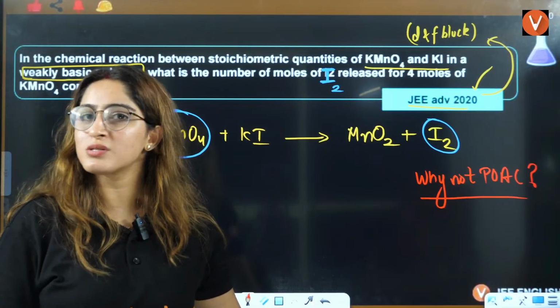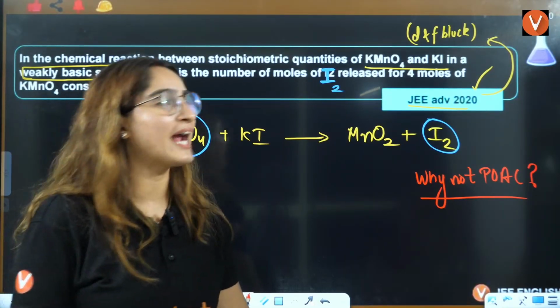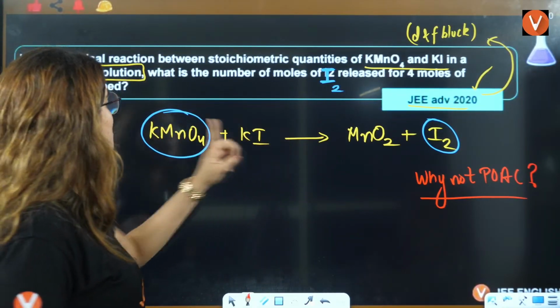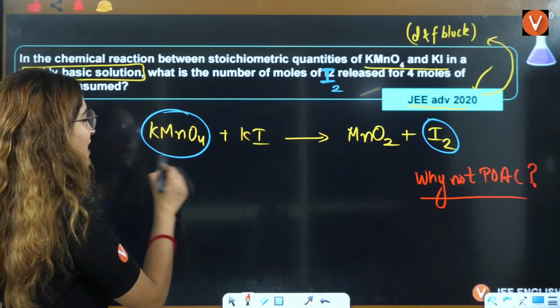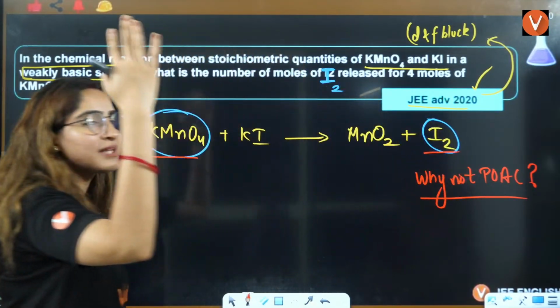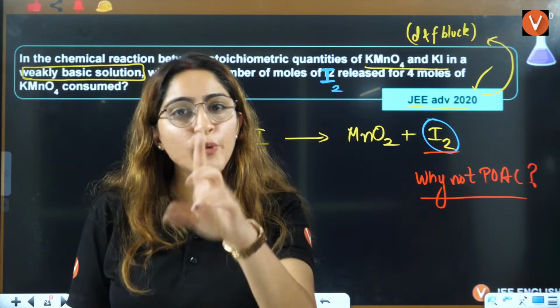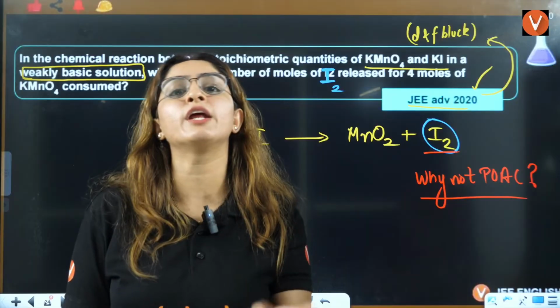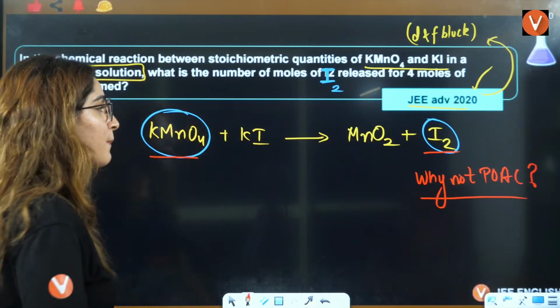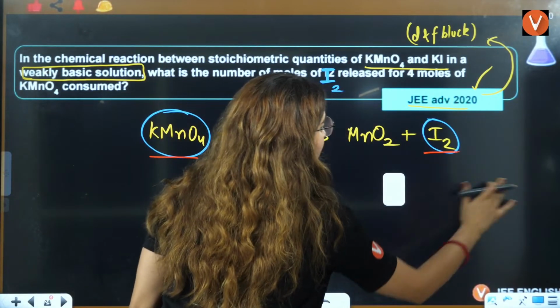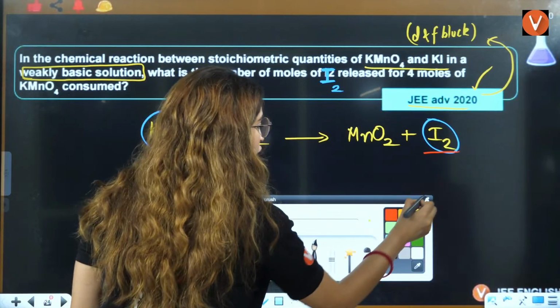POAC can you use? No. POAC is applied when at least one atom should be common. Between this and this, there is no atom that is common. So how can I apply POAC? So POAC is not applied here. Stoichiometry you can apply here, right? But now I will solve it with law of chemical equivalence to make it easy for you, right?